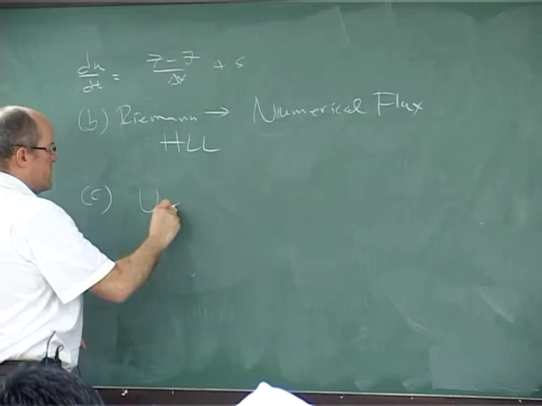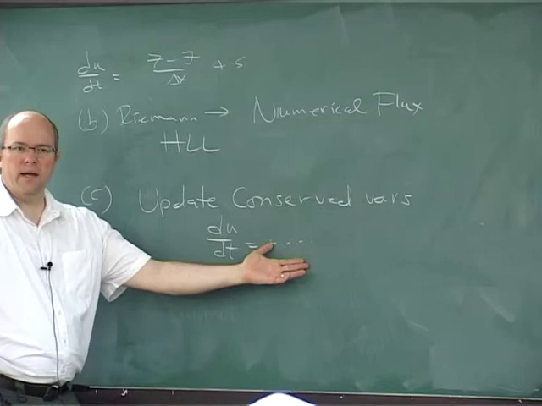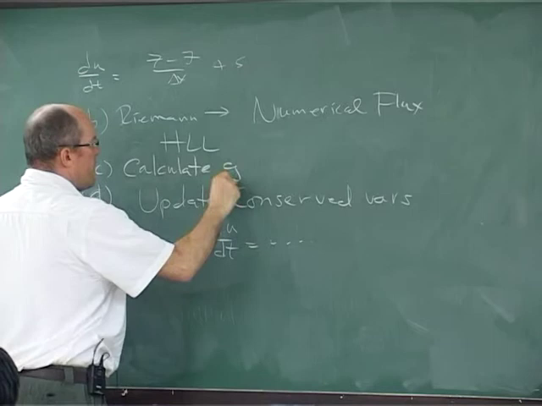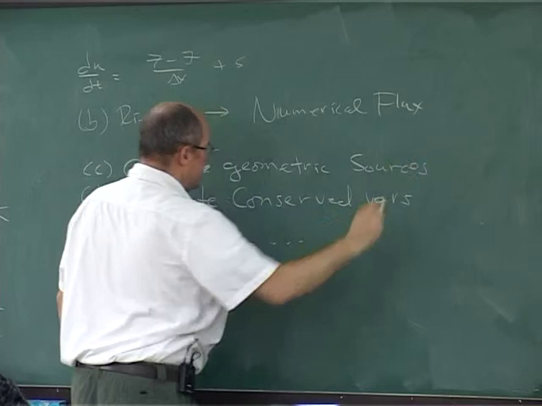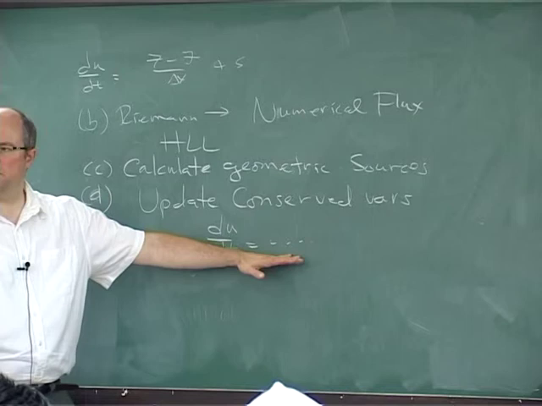I'm now going to update the conserved variables. How do I do that? That's basically one step of Runge-Kutta. I know everything on the right-hand side. I've calculated, oh, sources. I didn't say sources. See, I knew I was forgetting something. So let's make that a D, and let's put a C in here, which is calculate my geometric sources. Once I calculate my geometric sources, then I can now do the update. And I'm going to update in time all the conserved variables.